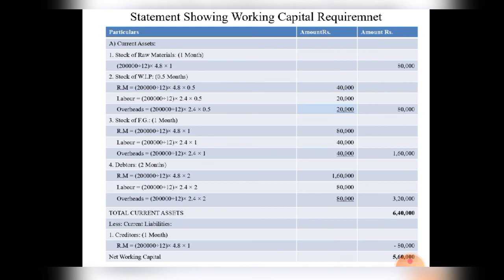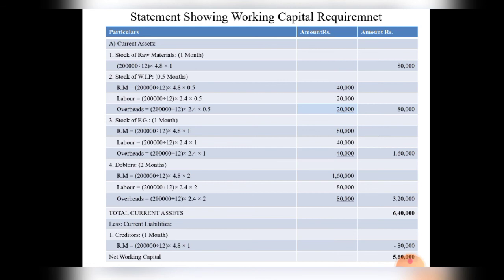So we write 1 month into brackets, creditors, under current liabilities. Under that the first item is creditors and they are allowing us 1 month of credit. So here we take only the cost of raw material. So it will be 2 lakhs divided by 12 months into the cost of raw material per unit, 4.8, into 1. So that comes to 80,000. And since only one amount is there, we take it directly to the outer column.